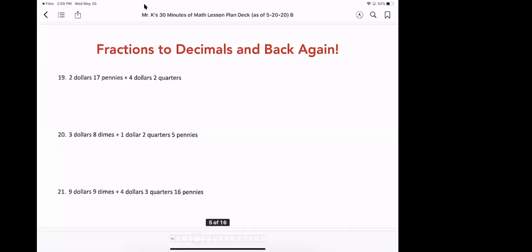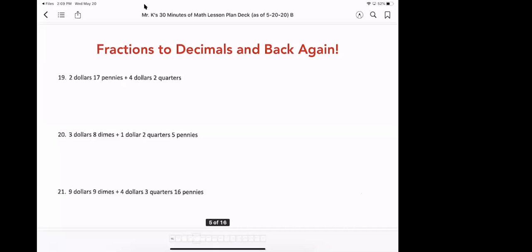All right, plus $4.02, which by the way is the same as 4.5, which would be 4.5. And so we could do it fractionally or decimally. Both ways we're going to end up with $6.67. Okay, let's do the next one.